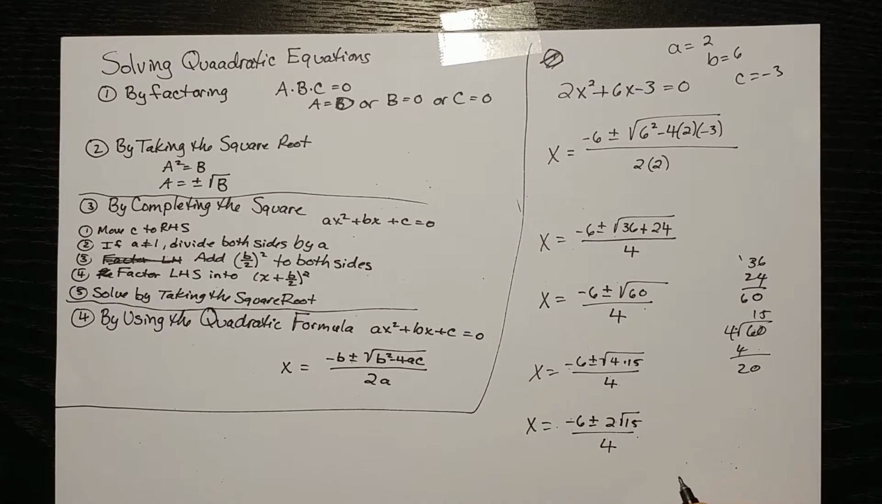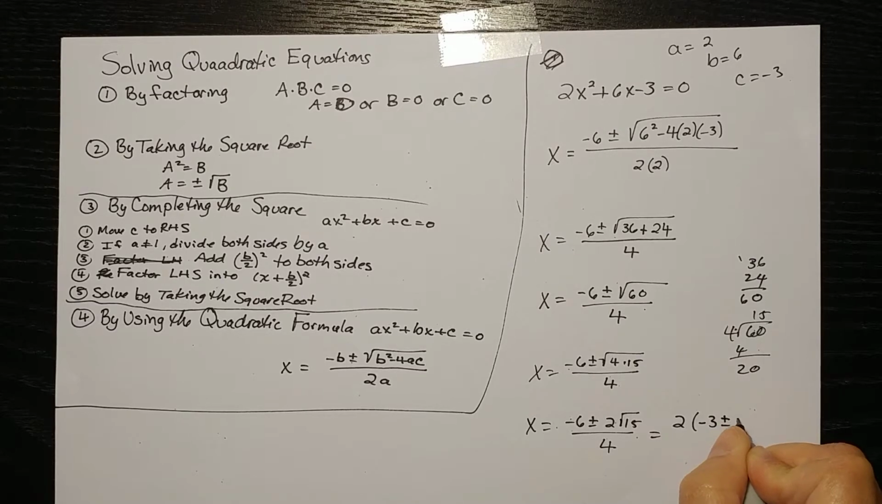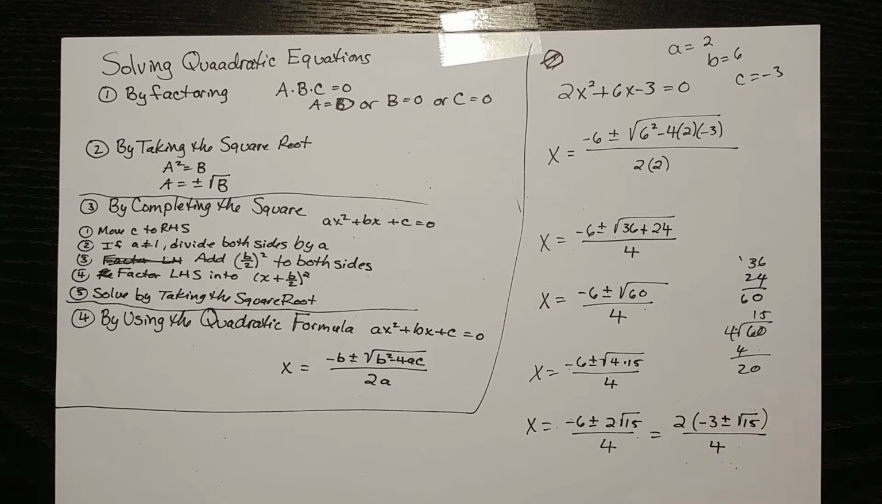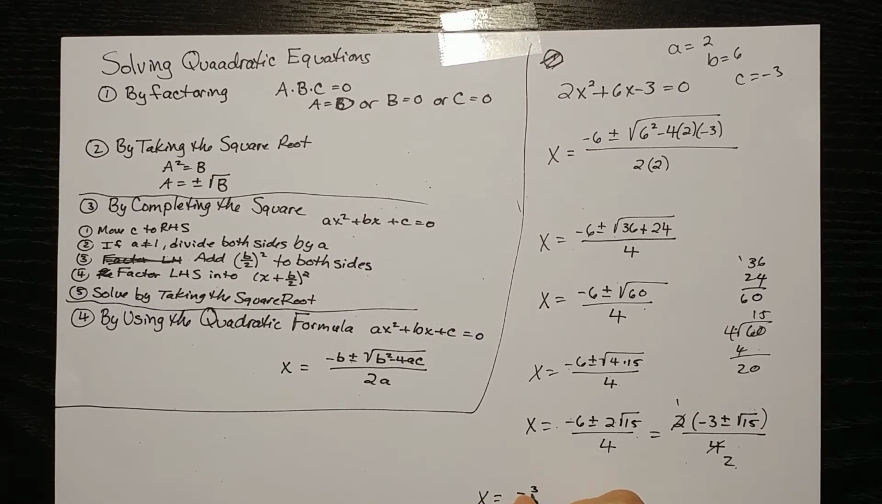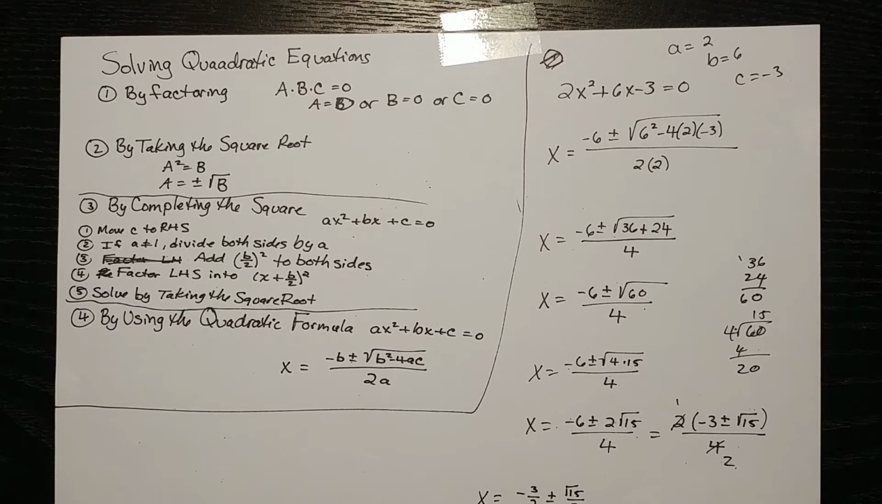And there's a common factor in the numerator and denominator of 2. So I can factor out a 2 from the numerator, leaving me with negative 3 plus or minus the square root of 15 over 4. 2 goes into 4 2 times. So I get this answer. x is negative 3 over 2 plus or minus the square root of 15 over 2, which is, hopefully it is, the same exact answer we got a minute ago when we did this problem by completing the square.